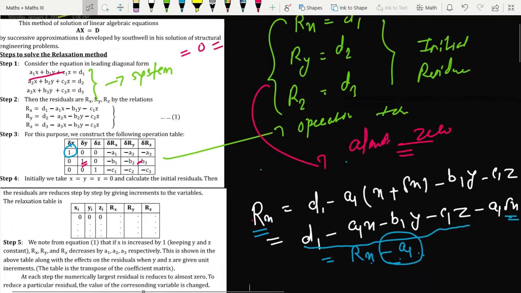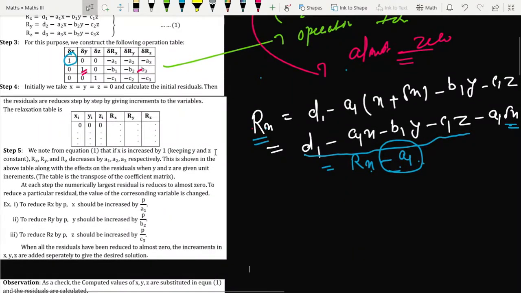What happens when x increases by 1, y increases by 1 and z increases by 1? If x increases by 1, then Rx, Ry and Rz change by minus a1, minus a2 and minus a3. The negative sign means they decrease by a1, a2 and a3. Similarly, when we increase y by 1, the residuals again decrease by b1, b2 and b3, and z follows the same path.